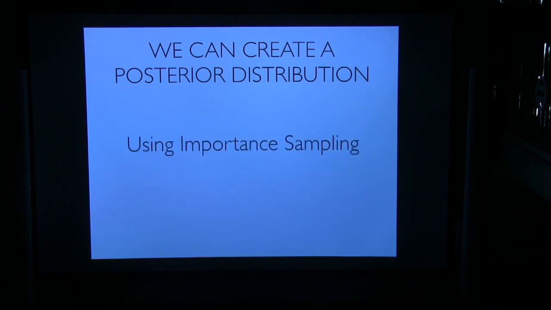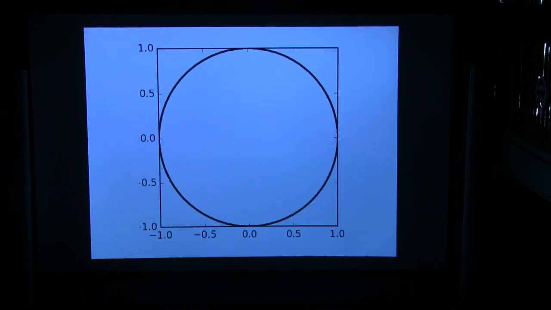And we do this using importance sampling. Has anyone ever used importance sampling in a class? Okay, oh, kind of more than I expected. Great. We'll talk through, for those of you that haven't seen it, how it works. It's a Monte Carlo technique, not Markov chain, just MC, not MCMC.